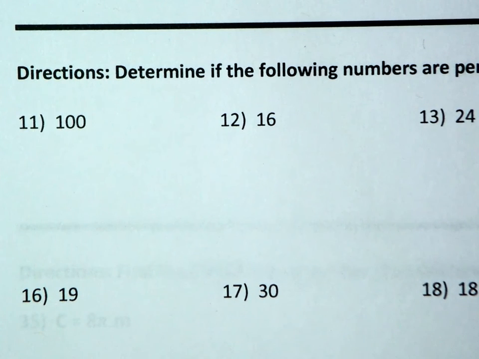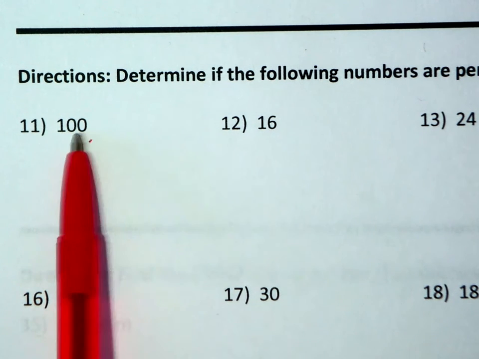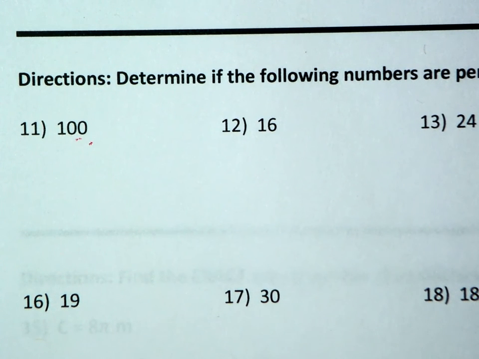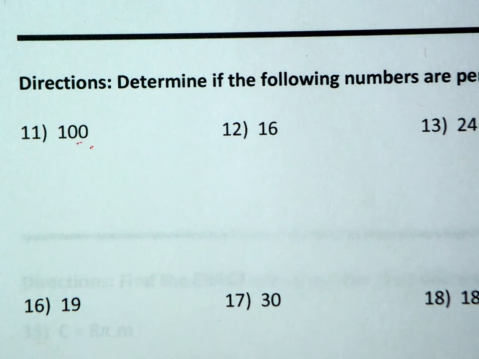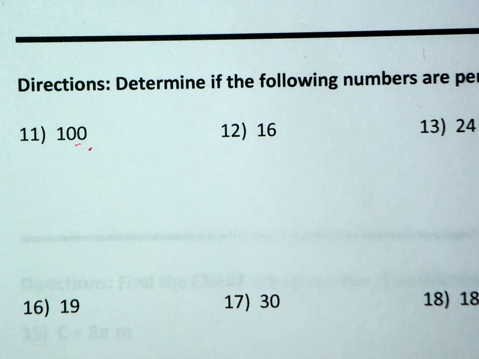Determine if the following numbers are perfect squares. In order for us to determine if the following numbers are perfect squares, we need to have two numbers being the same number that multiply together to give us this digit. So are there two numbers that are the same that when multiplied together are going to equal 100? Well, yes, 10 times 10 equals 100. And this is where just having those perfect squares memorized is going to make these kinds of assignments much easier for you over the next 5-6 years.